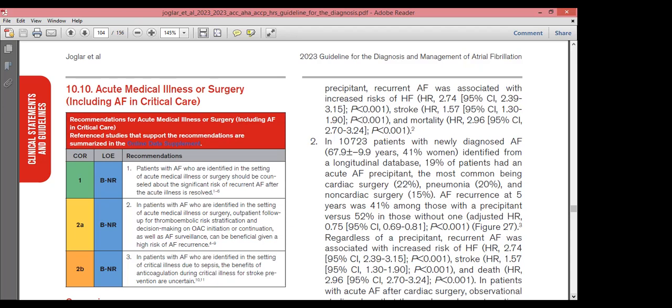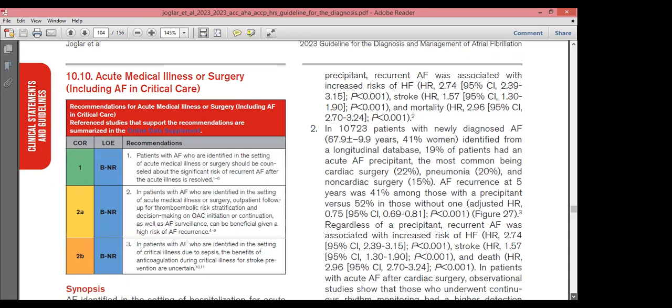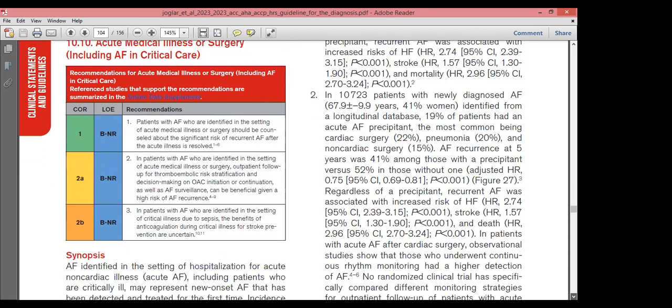So he's just trying to say that for patients that had AF after a surgery or during an acute illness, it is good you arrange a follow-up visit for them, so that you can decide whether they may need oral anticoagulation, and then you keep them on surveillance for AF. I think that will be all.